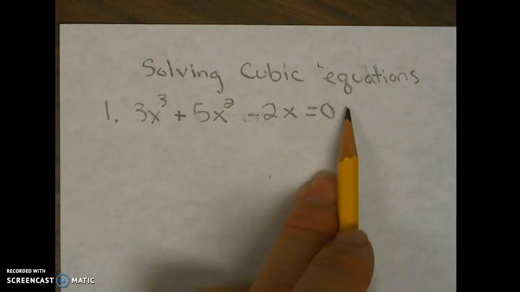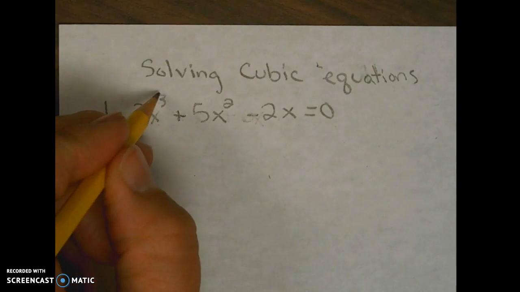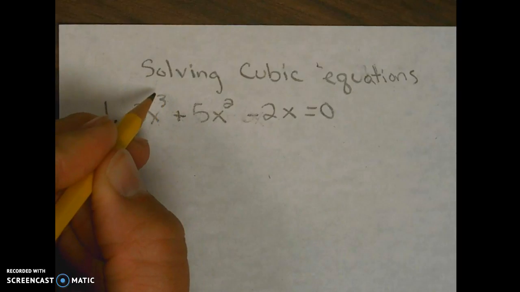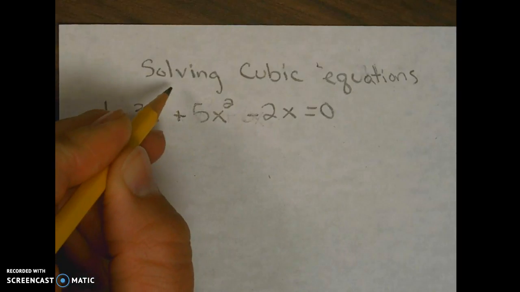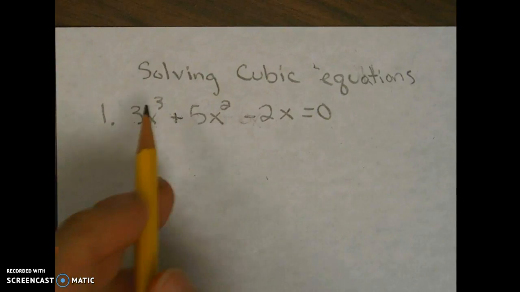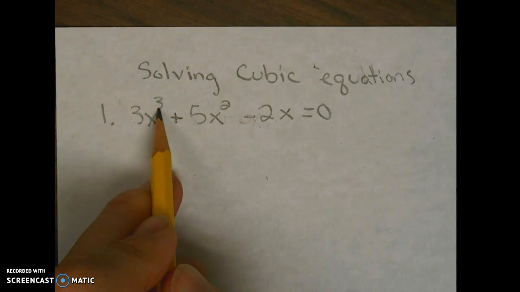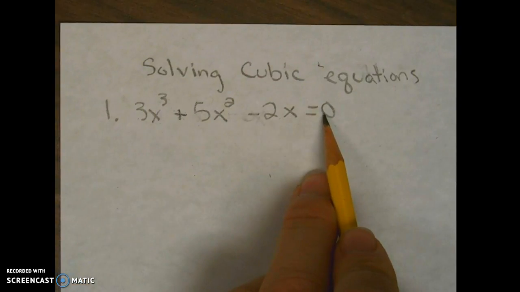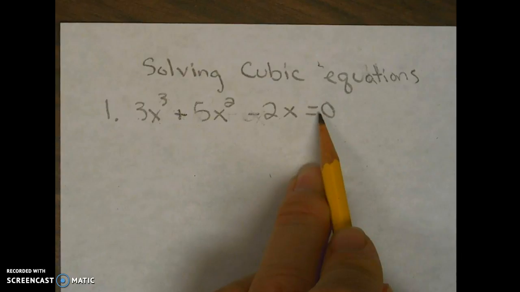So this first equation right here, first of all, notice it's cubic, which means it's going to have three solutions, possibly real, possibly not real. And these real solutions are going to be located on the x-axis. And that's why we set the equation equal to 0. We made our y value 0.